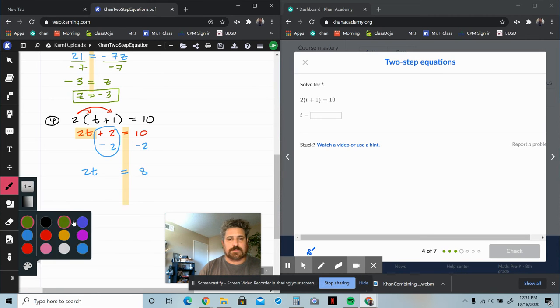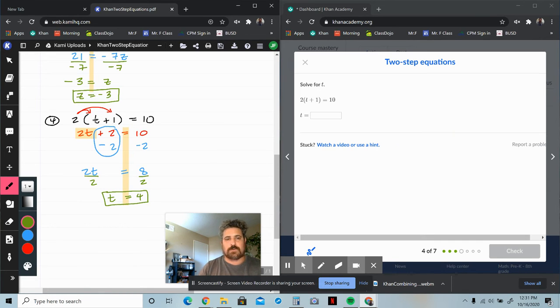And then how do you undo times by 2? You would divide both sides by 2, and therefore t is equal to 4. So we think the answer is 4. You can always check it. What's 4 plus 1? 5. 5 times 2, 10. It works.